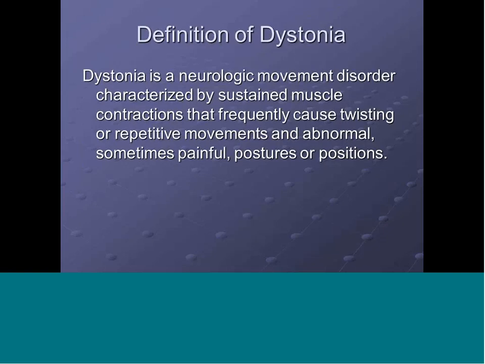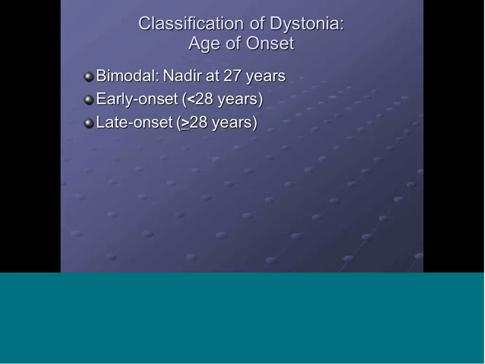Dystonia. Dystonia is a movement disorder which is characterized by sustained muscle contraction, which frequently causes twisting or repetitive movements and abnormal, painful postures or positions. There is a bimodal age of onset, with the latter being at age 27. It varies, but typically between 26 to 28 is the cutoff. Usually we describe it as early onset before that age, and then more than 26 to 28 years would be late onset dystonia.